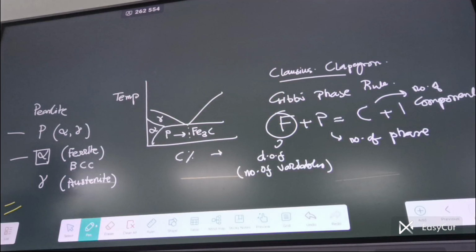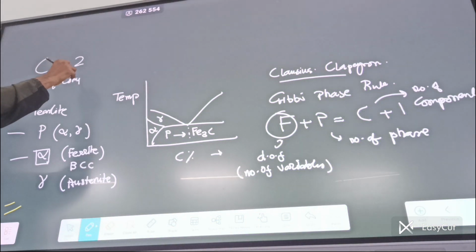Now we need to find out what is P and what is C. What is the value of P? C, what will it be? Number of components. How many? There is iron and there is carbon. So C will be 2 here. Right? For the whole phase diagram of iron and carbon, C is 2 because iron and carbon are the components.